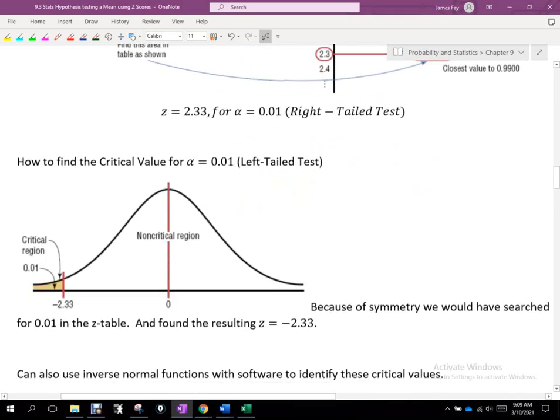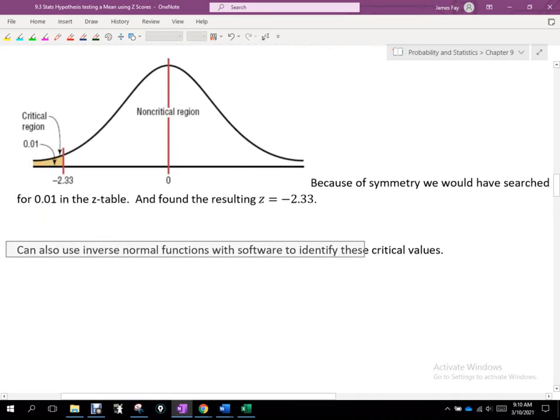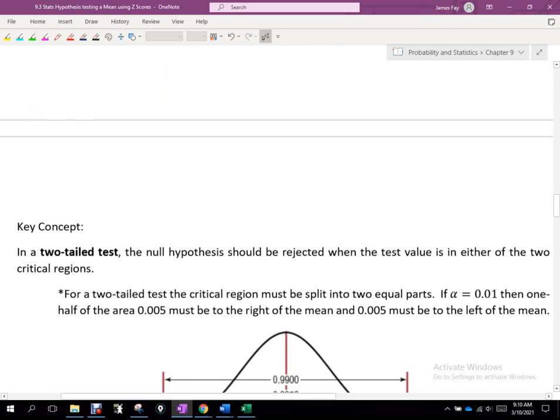This would be a left-tailed test. Here you see, with alpha still being 0.01, we get the same negative 2.33. So we're going to use that relationship, that the symmetry exists in a normal distribution, to help us out a little bit. If our z-score for our sample data falls in the yellow there, we would reject. If it falls in the white, we would fail to reject. We can also use inverse normal functions with software to identify these critical values. That's what we're going to do, so we'll start with that tomorrow.